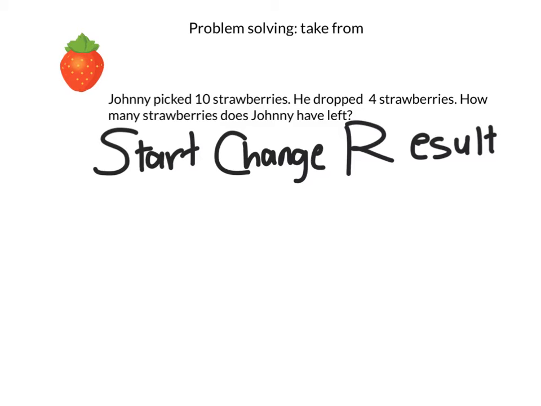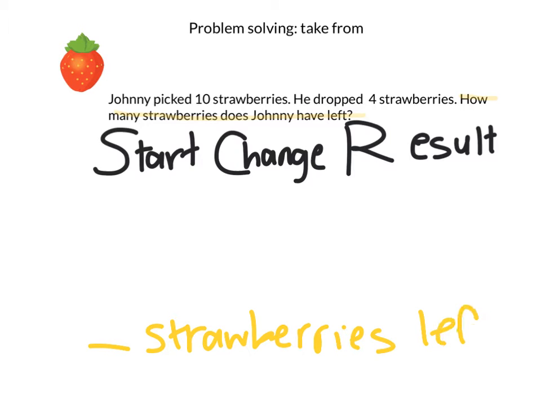Okay, so what I can do, first of all, let's decide what we need to do in this problem. Okay, Johnny picked 10 strawberries. He dropped 4 of them. How many strawberries does Johnny have left? So our question is asking us, how many does he have left? So we want to know Johnny has blank strawberries left. Okay, and I need to make my handwriting a little bit neater, don't I? Okay, so what we're looking for is how many strawberries he has left.